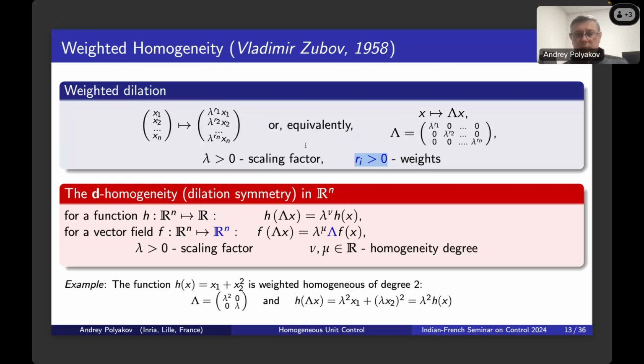But this kind of generalization modifies slightly the definitions of the symmetry for functions and vector fields. They are different now, because if you consider some function h which maps R^n into R, then using this dilation operation, using this matrix lambda, the symmetry can be defined in the usual way, like in Zubov.